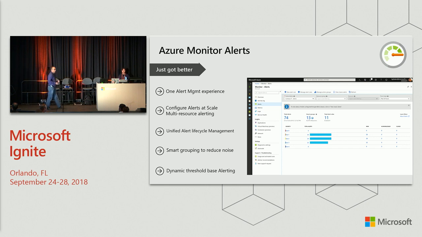And finally, the alerts piece. The alerts piece just got better with one alert management experience. You can now configure alerts at scale. You have multi-resource alerting. There was a lot of ask from customers to say, hey, can I generate an alert based on a CPU threshold on any of my VMs? So you can do that today.